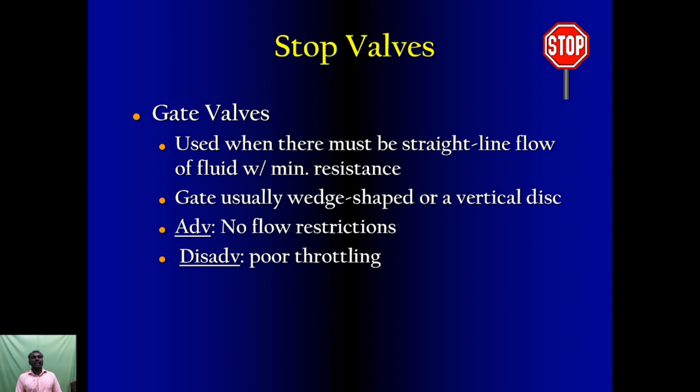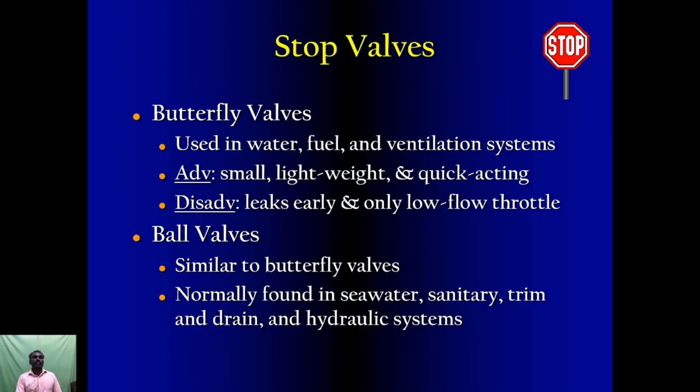Then the second type is the gate valve, which is used when there must be straight line flow of fluid with minimum resistance. The gate is usually wedge shaped or a vertical disc. Advantage is no flow resistance. Disadvantage is poor throttling. Then this is a schematic diagram of a gate valve. Then butterfly valves, used in water, fuel and ventilation systems. Advantages: small, lightweight and quick acting. Disadvantages: leaks early and only low flow throttle. Then ball valves, similar to butterfly valves, normally found in seawater, sanitary, trim and drain and hydraulic systems.